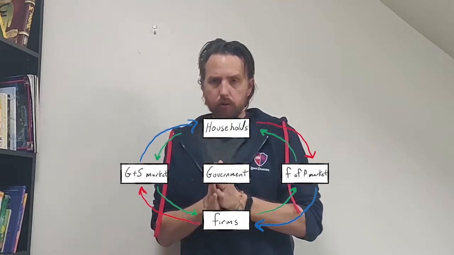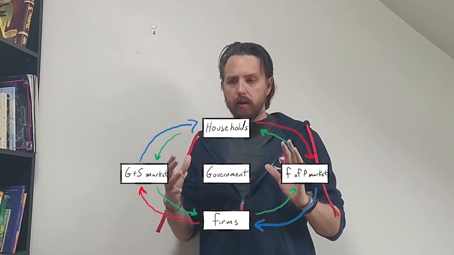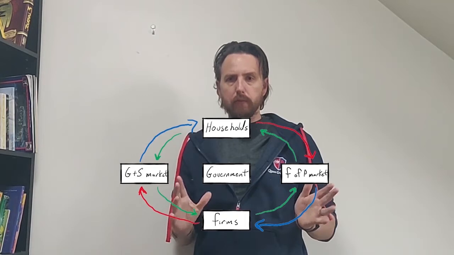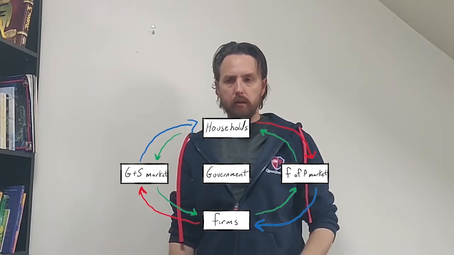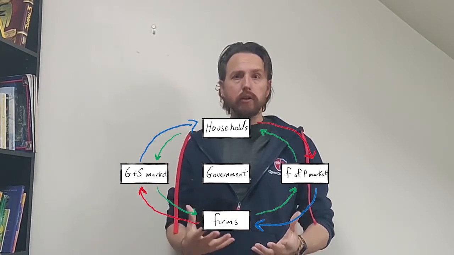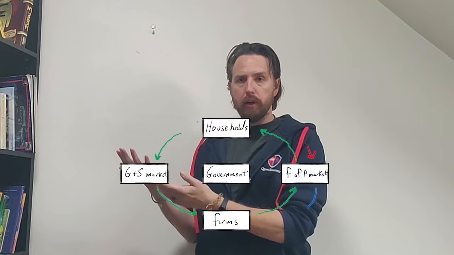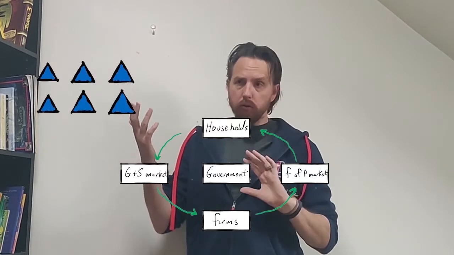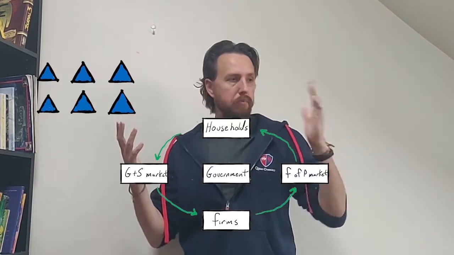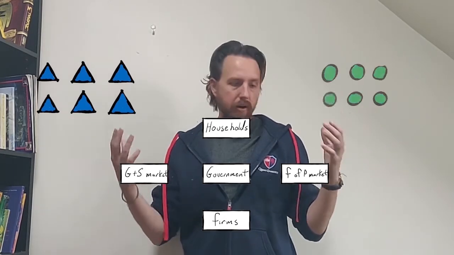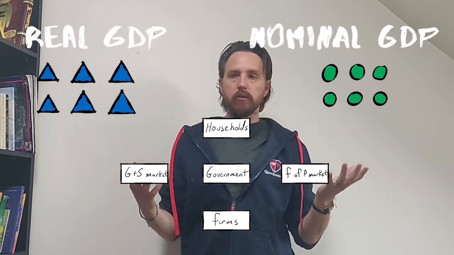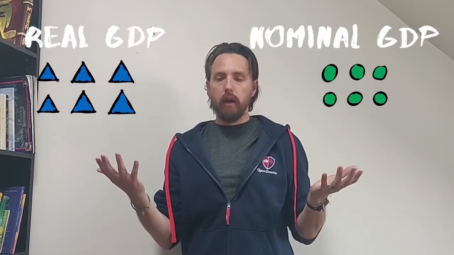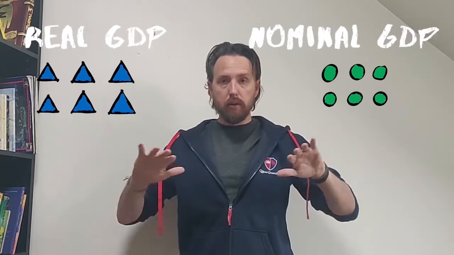All right, so to understand this classical dichotomy, really what I want to do is separate out these forces here. I'm going to take the blue ones and call that real physical stuff, and put that here. And I'm going to take this green one and call that nominal money, and put that one over here. So now I have these green circles and these blue triangles, and I want to separate these things.